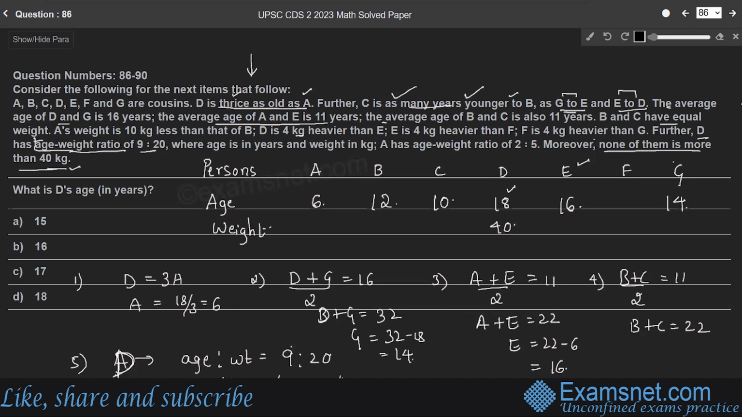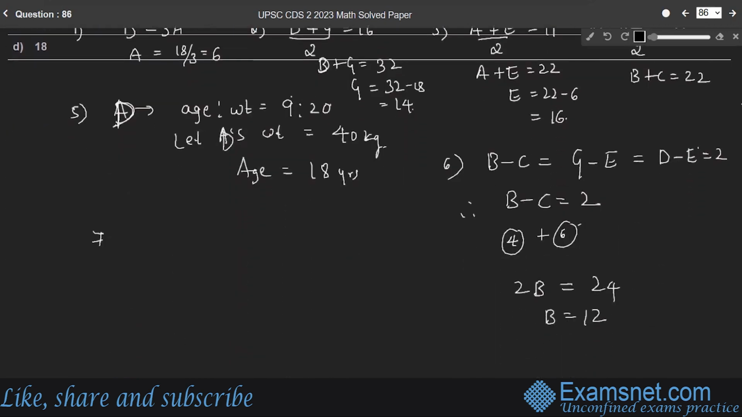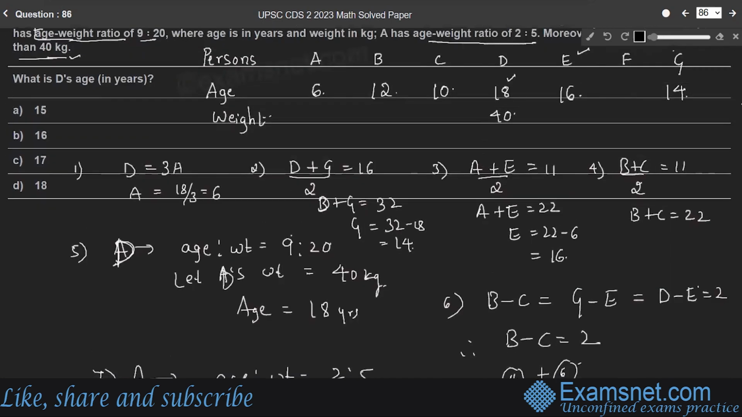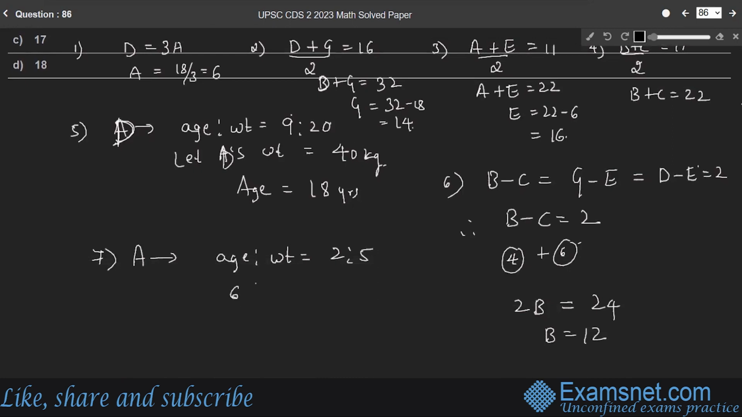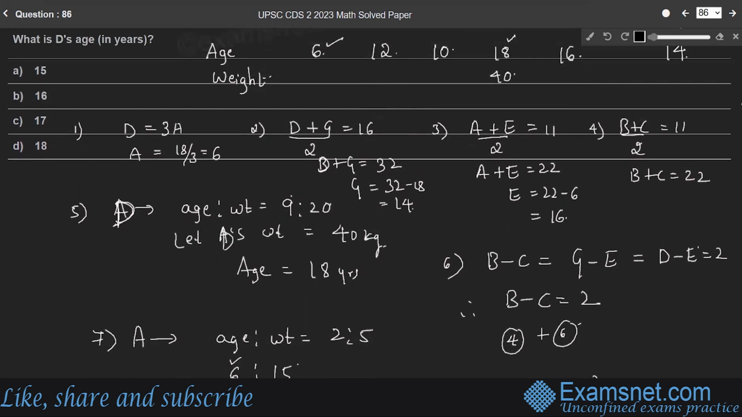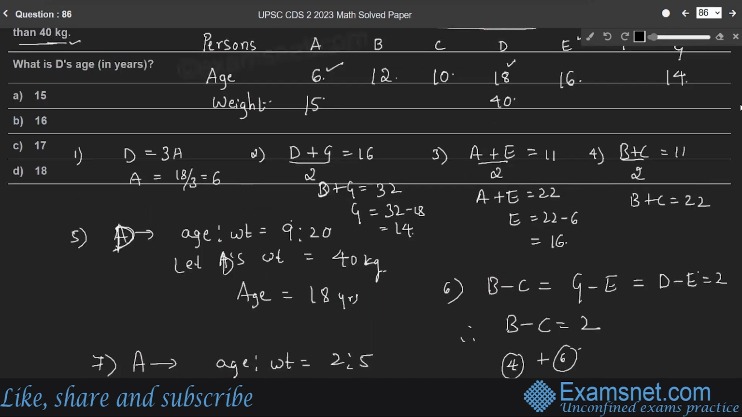Now, B and C have equal weights. We'll discuss this later. So what about the age weight ratio of A? It is 2:5, right? So we'll consider that 7th point. So A's age weight ratio, age is to weight is 2:5, right? So A's age is 6 years. Therefore, weight becomes, 3 into 2 is 6, 3 into 5 is 15, right? Therefore, it is 15 kg. A's weight becomes 15 kg, right?